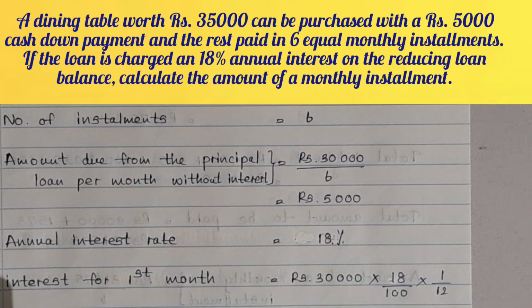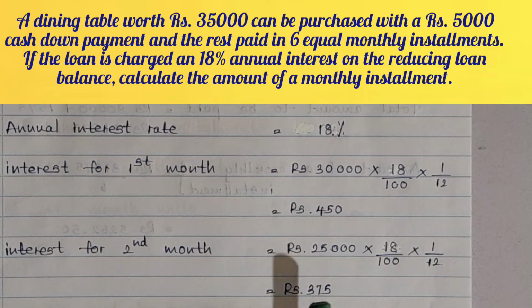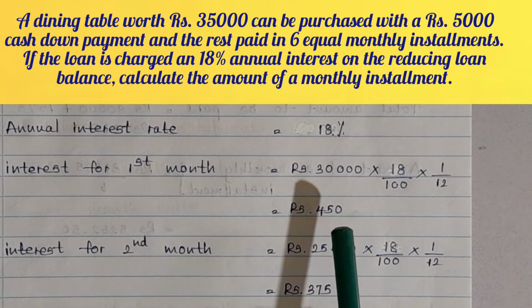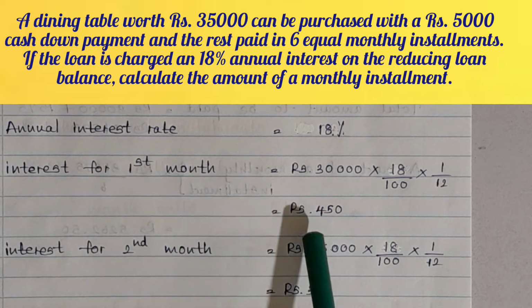Then we can calculate the interest for the first month by 30,000 multiplied by this annual interest rate 18 over 100. Then we have to calculate it for a month, so you have to divide it by 12. That is why I have multiplied this by 1 over 12. Then we get 450 rupees for the interest for the first month.